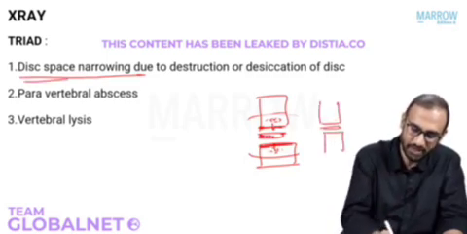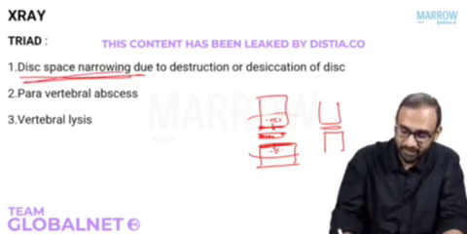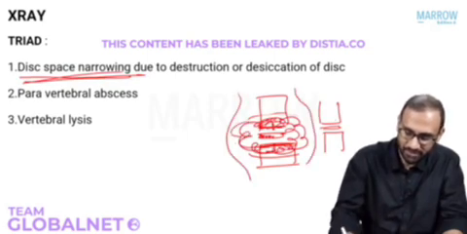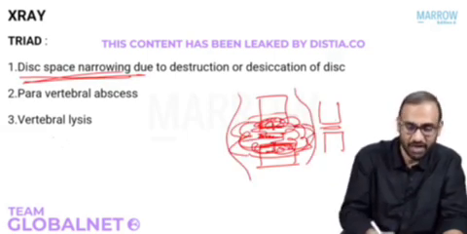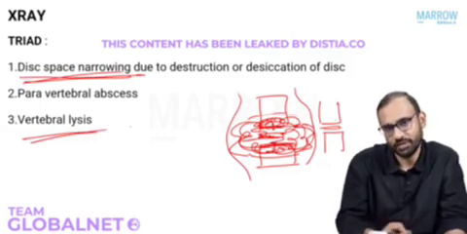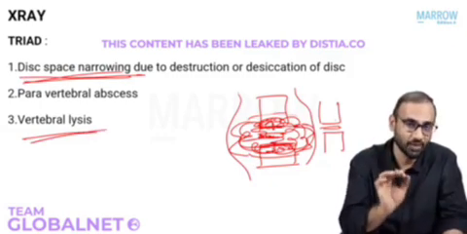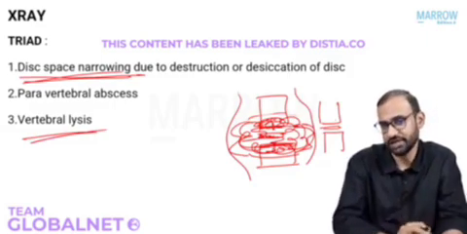So disc space narrowing. What else will you notice on X-ray? There will be paravertebral abscess. Because of the destruction around the vertebra, there will be abscess, paravertebral abscess, and obviously vertebral destruction or vertebral lysis. So narrowing of disc space, paravertebral abscess and vertebral destruction or lysis. These are the X-ray findings.